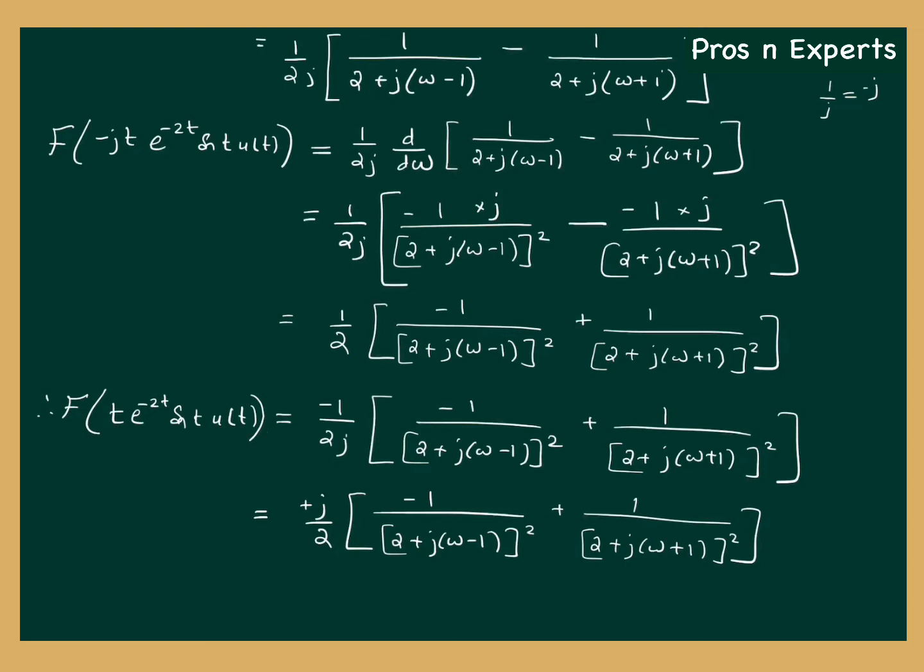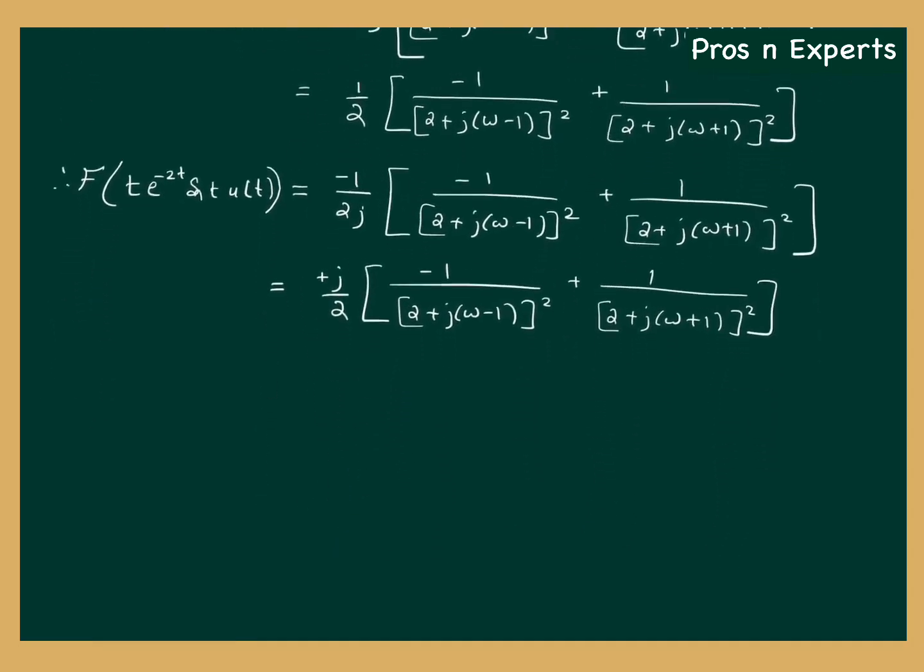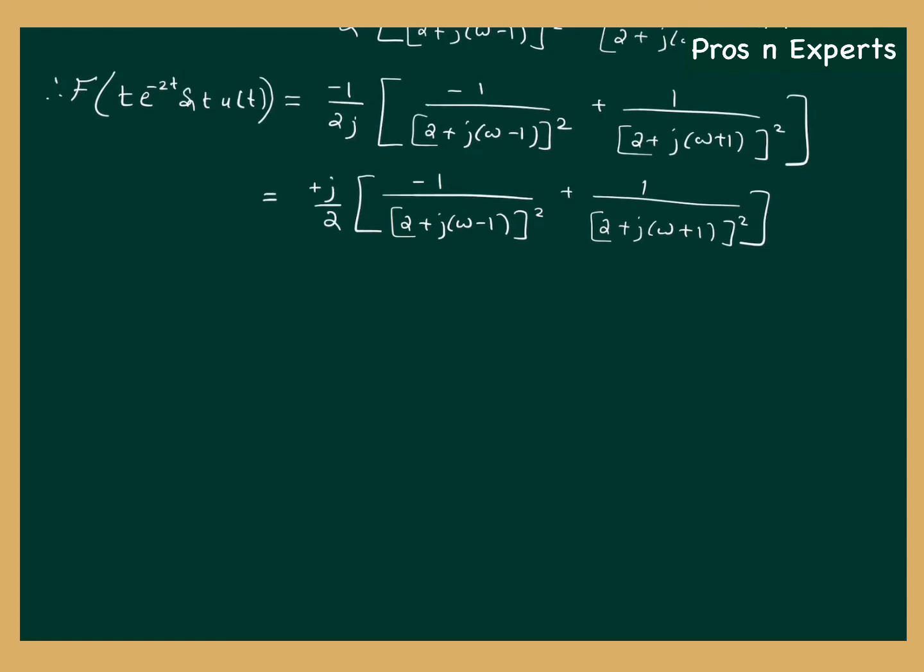But the question didn't end here. They have asked us to find out the Fourier transform of d by dt of this signal, d by dt of t e raised to minus 2t sin t u of t. So what property will you apply? The time differentiation property will give you j omega into x of j omega. I can write it as: if x of t and x of omega are Fourier transform pairs, then d by dt of x of t will give you a Fourier transform. What is that? j omega into x of omega. Okay, j omega into x of j omega. You just multiply the frequency domain by j omega. That's all.